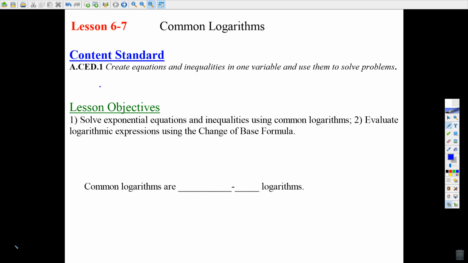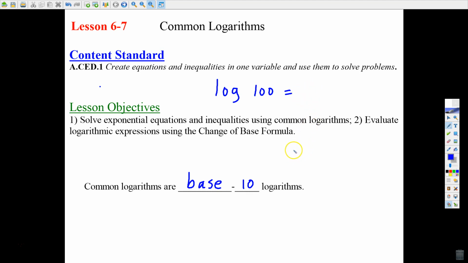Right, we're starting lesson 6-7 today, and common logarithms is the title. You may remember that common logarithms are base 10 logarithms. Common logarithms are typically written with no base showing, and I think we've talked about this in the past. If I'm going to evaluate this log, if there's no base showing, it's understood to be 10. So my answer to this, well, you tell me. What would the answer to this be?